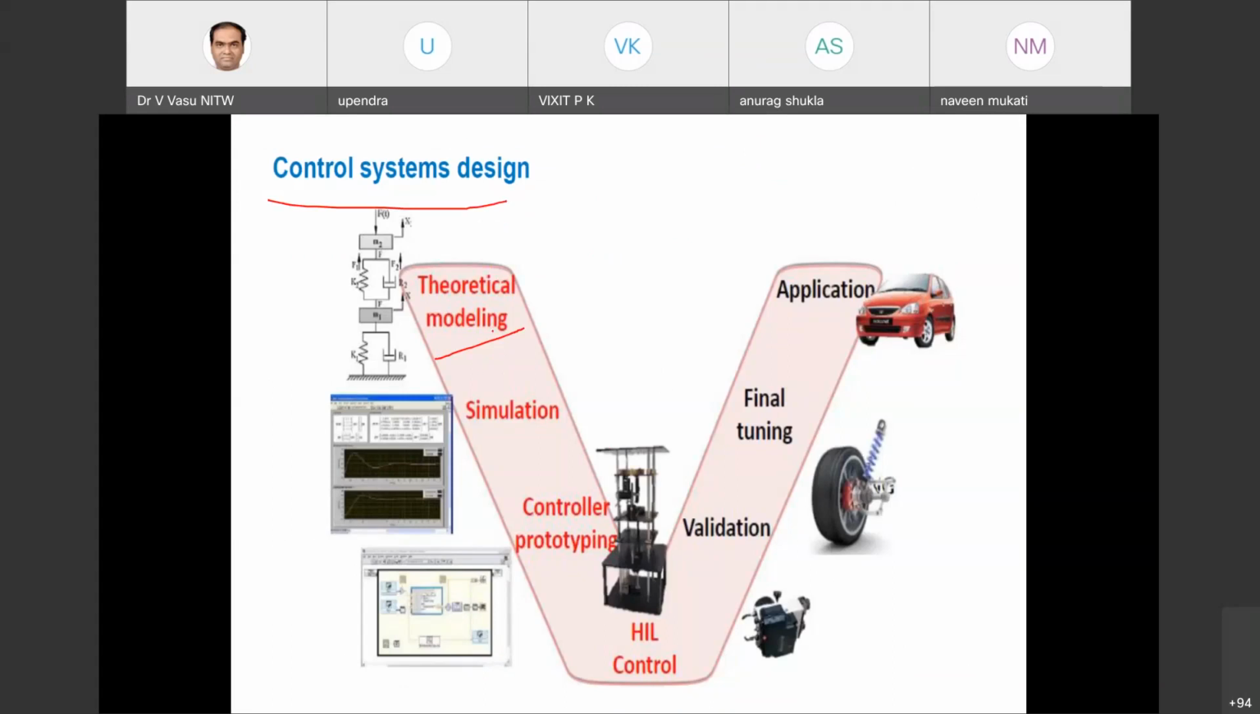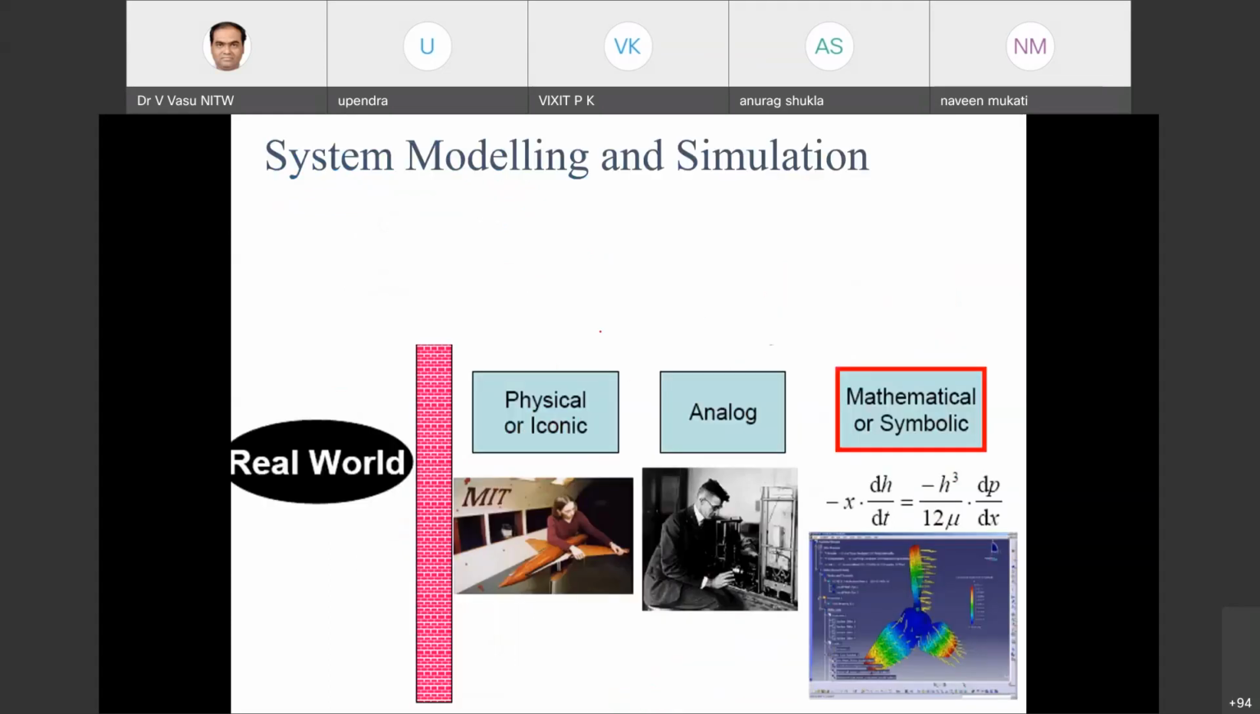We have a theoretical model, then we get a simulation model, and from that we get the controlled prototype. Then we make one hardware-in-the-loop control, and then we validate, and finally we go for the application for the particular control system. So we are going to have two different types of simulations.